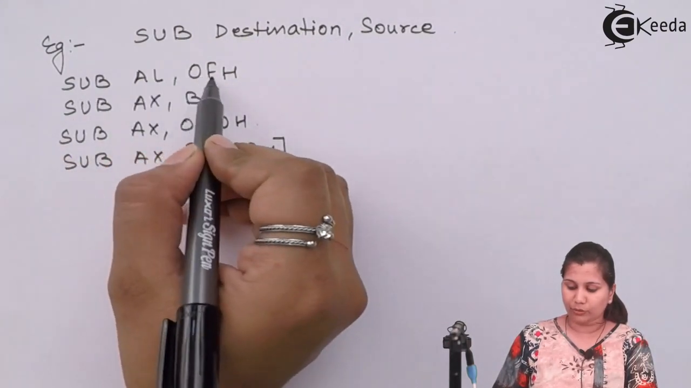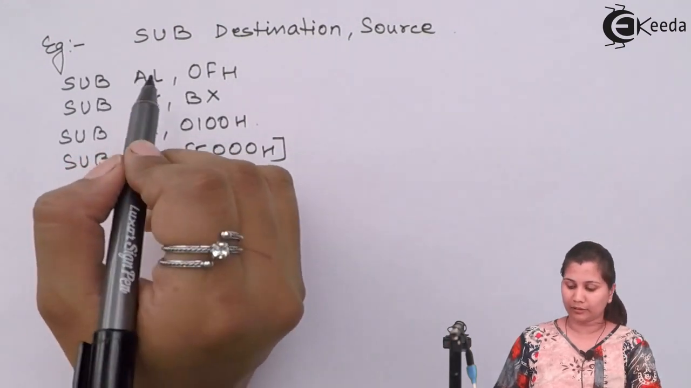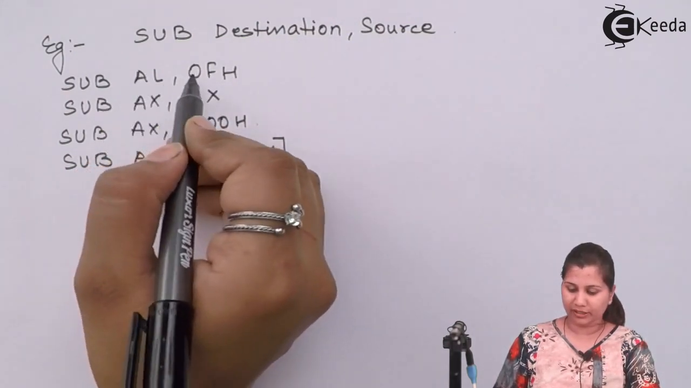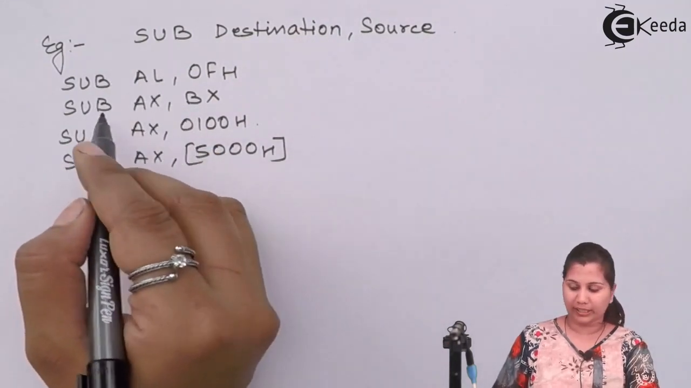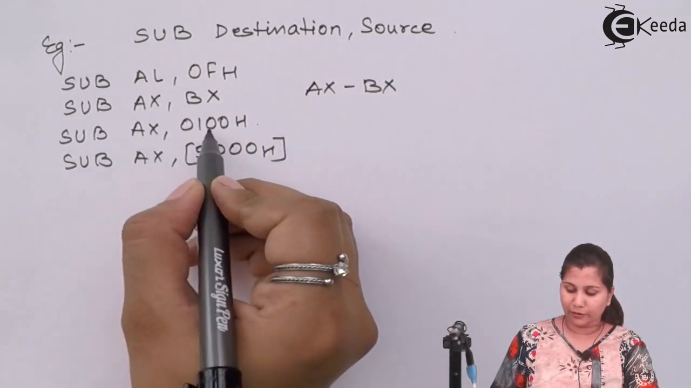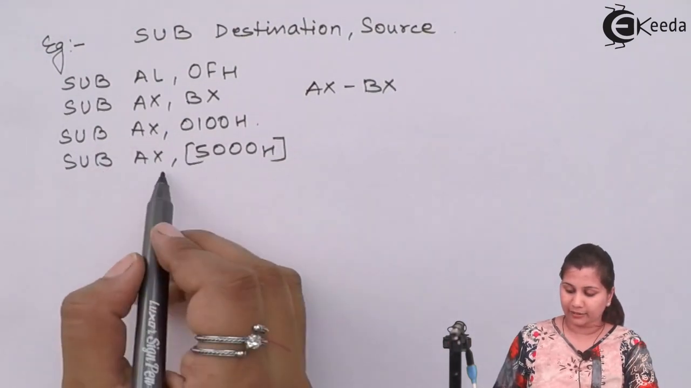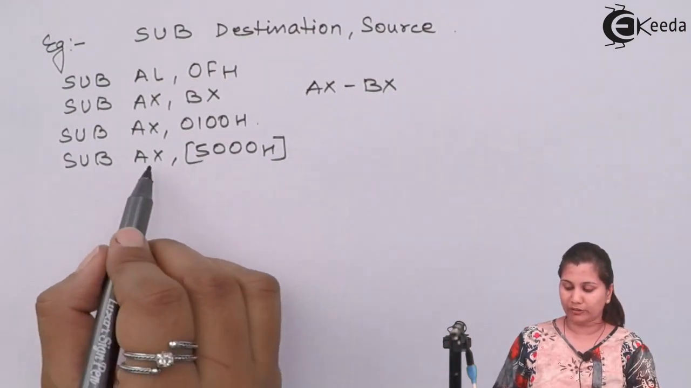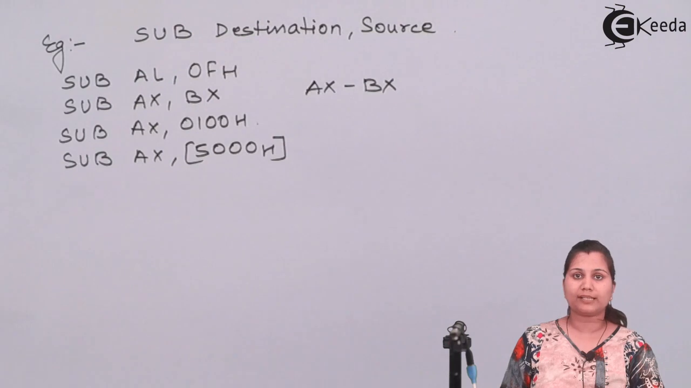In this, the 0F data is subtracted from the AL, that is the lower order register of the accumulator, and the result is stored in the AL register. Here BX is subtracted from the AX, that is AX minus BX is executed. Here the contents of the memory location are subtracted from the AX register contents. Here the data at this memory location will be subtracted from the AX register. So these are some of the examples of the subtraction.